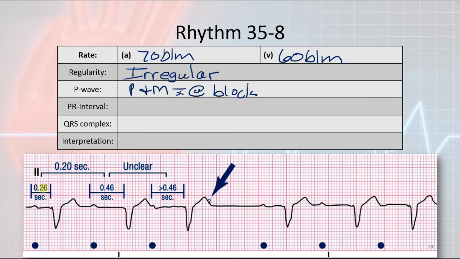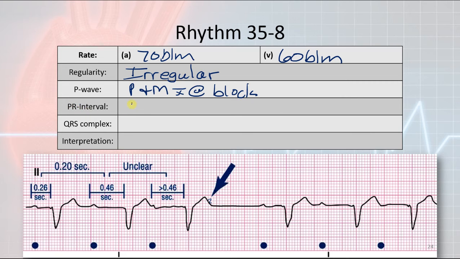PR intervals. They were nice enough here to do the math for us, and for time's sake, I'm going to go ahead and just use their numbers here. Here they say it's greater than 0.46 seconds, but I would actually like to do the math to figure out exactly what the PR interval is. If that is a P wave that is buried in there, that would be your dropped beat. So you'd have 4 P waves and 3 QRSs.